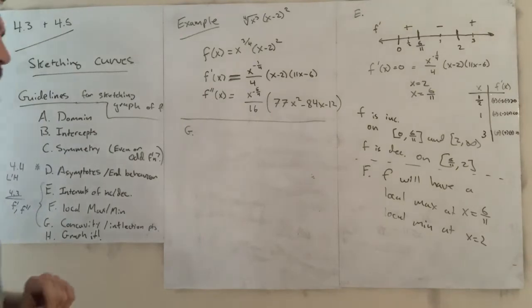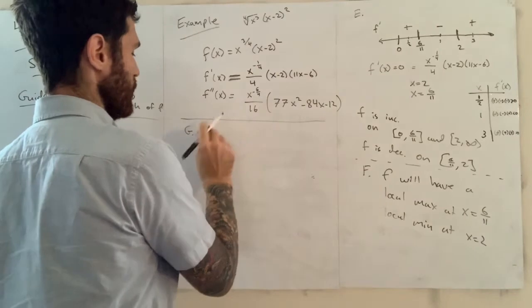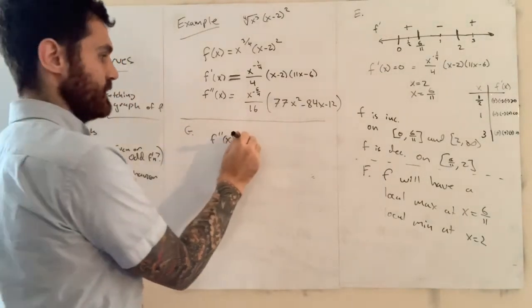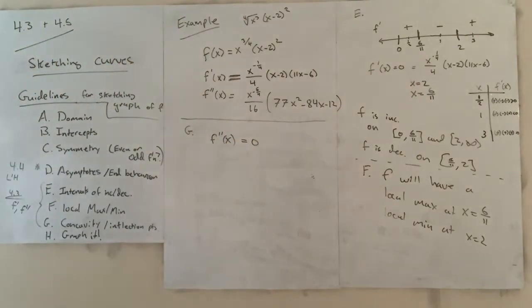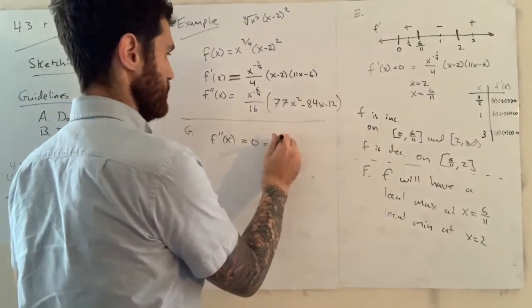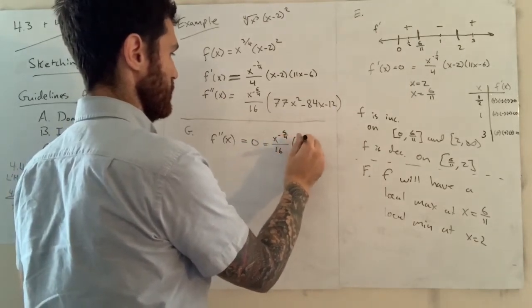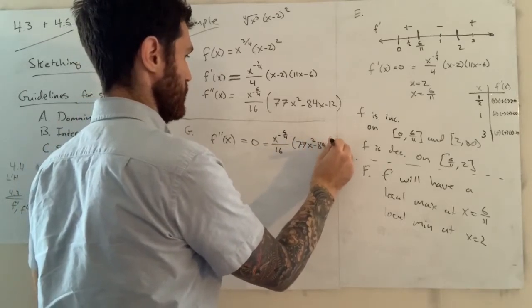concavity and inflection points. All right, so now what you want to do is you want to look at your function f double prime of x, and you want to set this equal to 0. So this is where you have to think, when is this expression equal to 0?